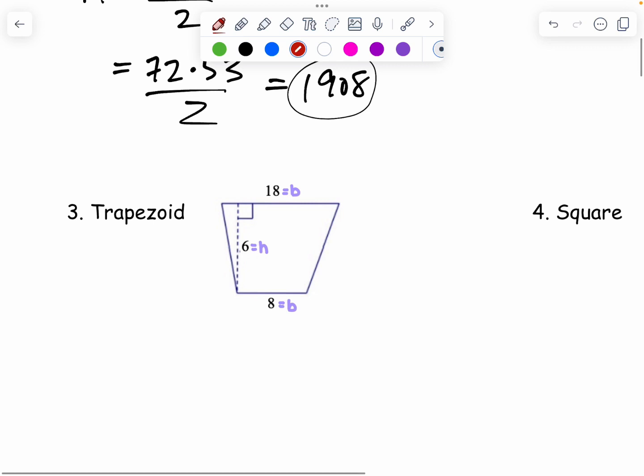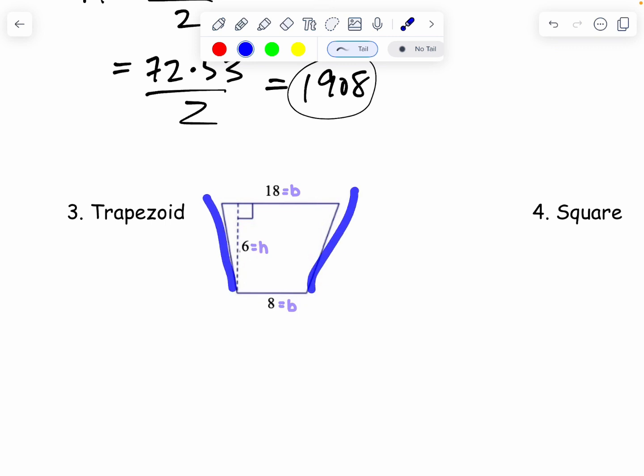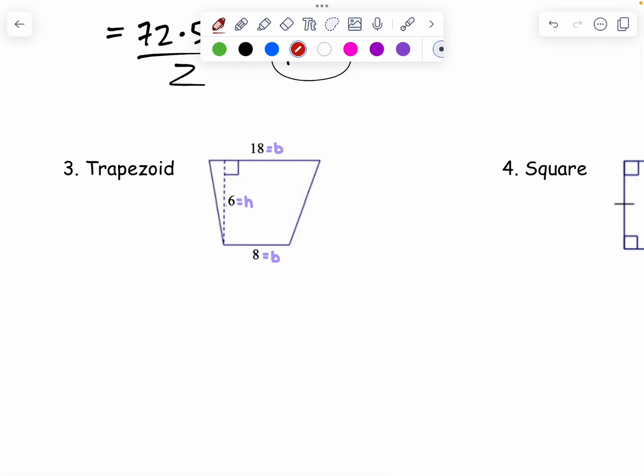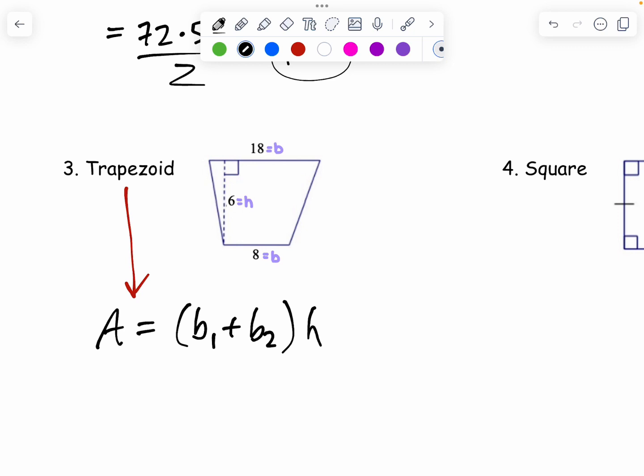Remember that the two bases are the parallel sides. So here's one of the bases, here's the other base. Those are the parallel sides, the train tracks. These two sides look like they will eventually meet. They are not parallel, but these two are running the same exact direction and will never touch. You remember what the word parallel means. For the trapezoid, I have a formula called area equals, you add the bases together times the height, divide by 2.